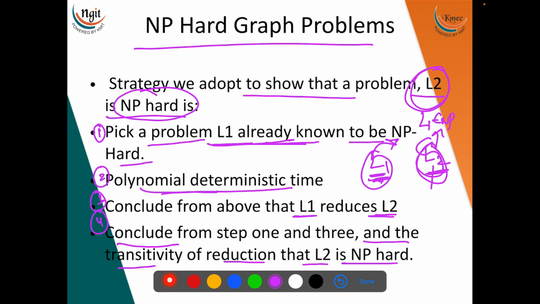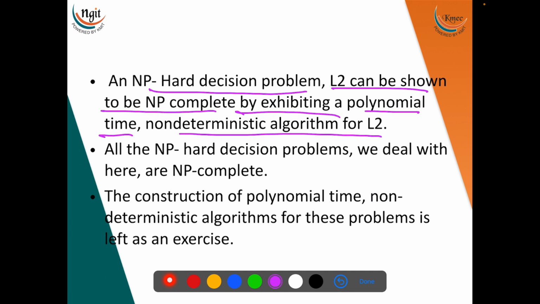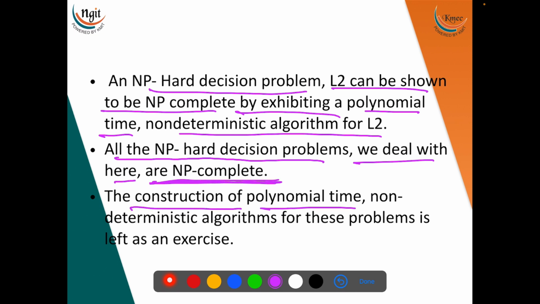So we will go on to prove that in the case of one problem. But before we move to that, an NP hard decision problem L2 can be shown to be NP complete by exhibiting a polynomial time non-deterministic algorithm for L2. All the NP hard decision problems we deal with here are NP complete. The construction of polynomial time non-deterministic algorithms for these problems is left as an exercise.